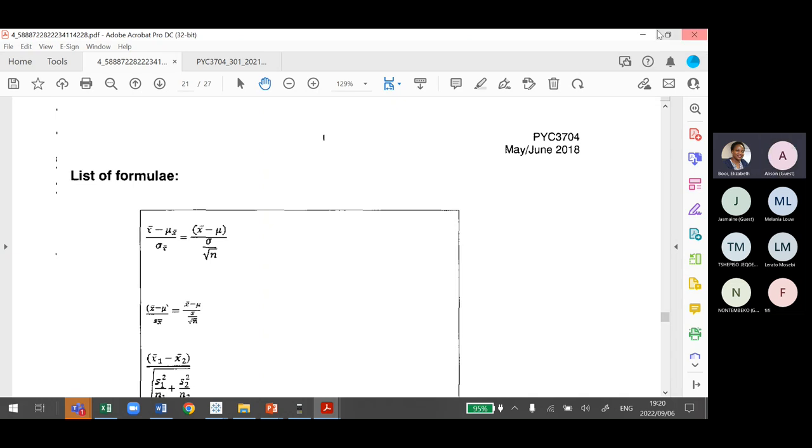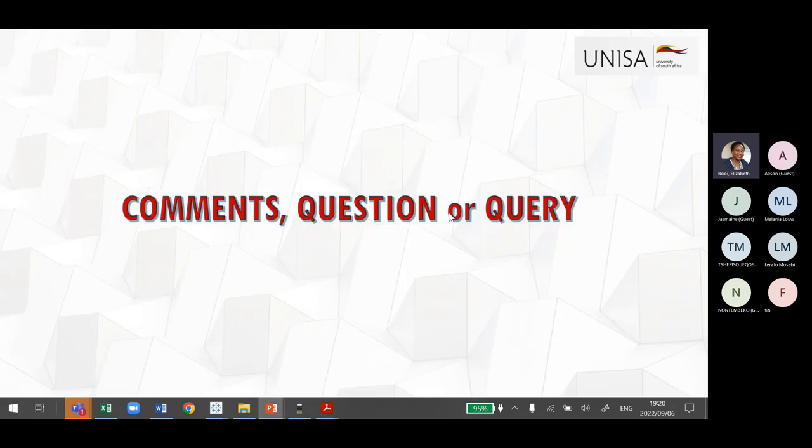The tables as well, so then we can just use the tables from the study guide. If they have provided you with the table in the study guide, then you use the tables from the study guide. But it will also depend on the type of exam that they want you to write and what kind of information they provide you.